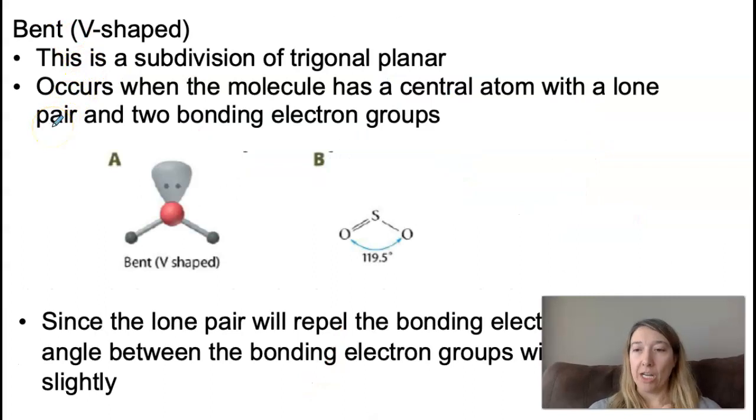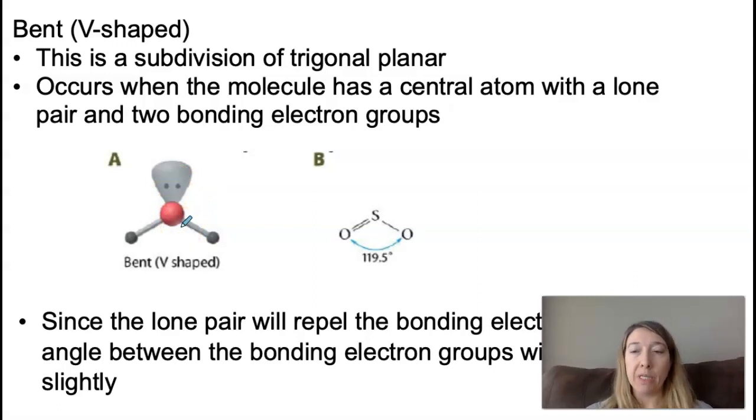So our next shape is bent. You'll sometimes see it also referred to as V-shaped. I want to say sometimes it's also written as angular. We usually just call it bent. So this is a subset of trigonal planar. And why that is, basically we've just taken away that bonded atom that was up here and we've replaced it with a lone pair. So your general set up for something that is bent is going to be two things attached with a lone pair.